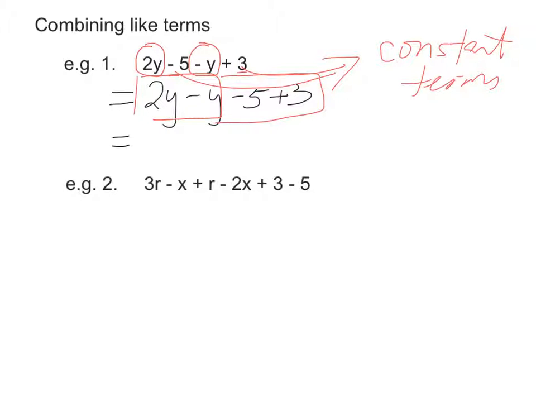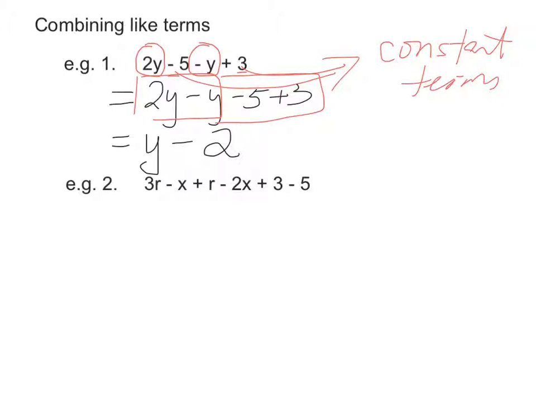In this case, I have 2y and then -1y. Therefore, at the end, I have just y. And then I have -5 and +3. Altogether, I will have -2. Therefore 2y minus 5 minus y plus 3 is simplified to y minus 2. Now let's take a look at the second example.